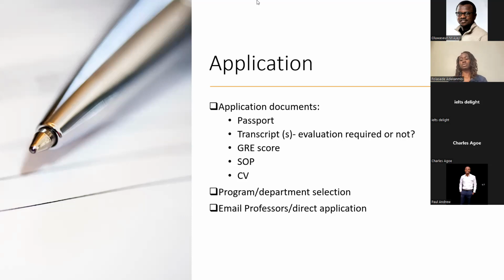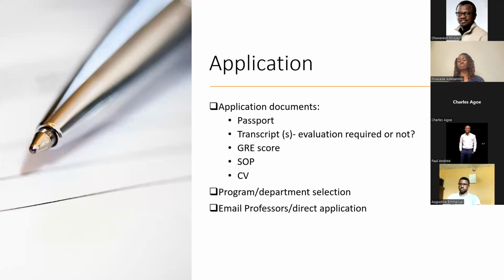Now, one of the things you could do during your application is to email professors to know if they are willing to take you into their labs, and that would help during your application, because there are schools that would specifically state that you have to have a professor first, a professor who's willing to take you into his or her lab before they can even consider your application and before they can offer you admission, because that professor will be the one sponsoring you, paying, and covering your stipend.